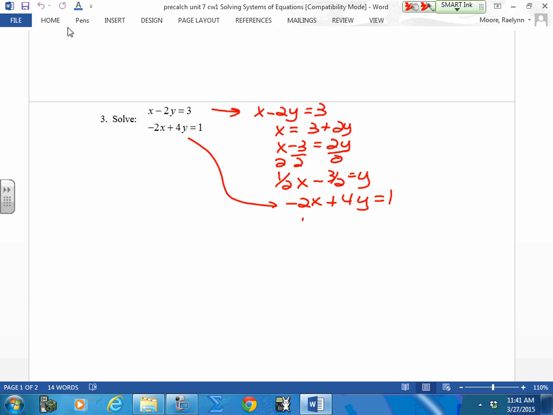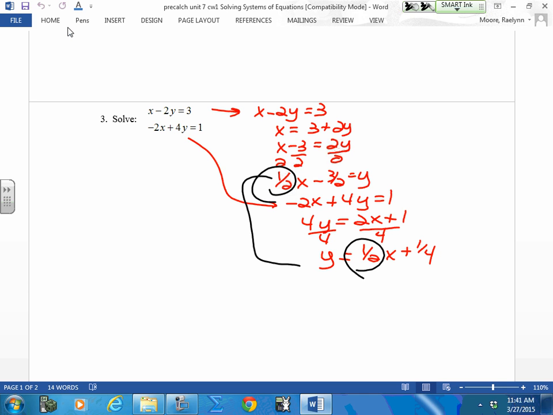We're going to add 2x, and we're going to divide by 4. Reduce that guy. And what do you notice about these lines? What is similar between this one and this one? The guy in front of x, what is that? The slope. They have the same slope. Same slopes with different y-intercepts. Those are parallel lines. They will never cross.